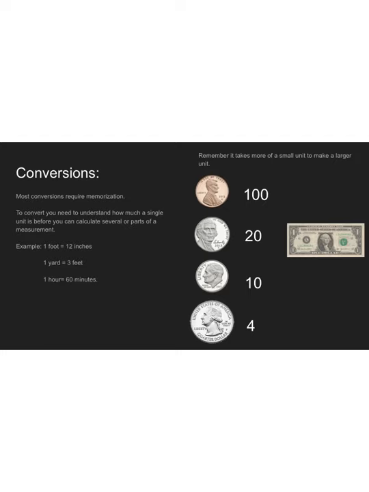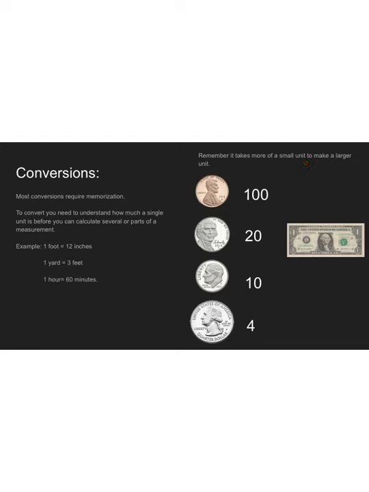But if you didn't know how many inches were in a foot at all, you'd have a pretty difficult time solving that problem. So here are some more examples that we might see used, especially in the United States. 1 foot is 12 inches, 1 yard is 3 feet, 1 hour is 60 minutes. And there are some basics that we should know about time, length, and capacity, like cups to pints and those sorts of things. Remember also, this is the thing that really stumps kiddos, it takes more of a small unit to make a larger unit.